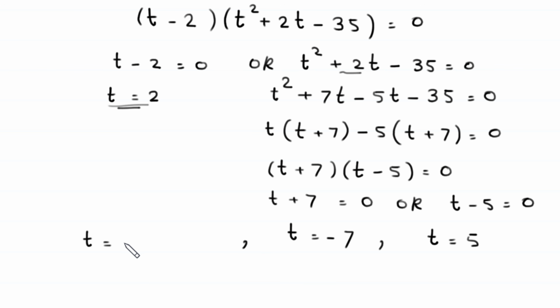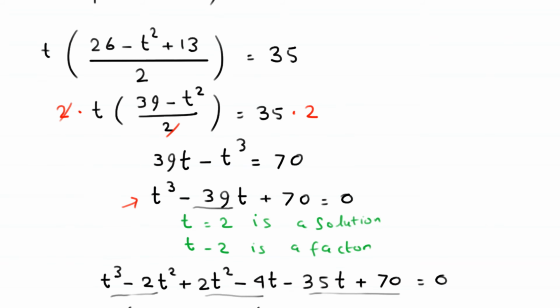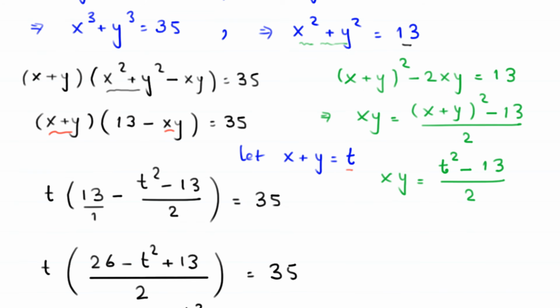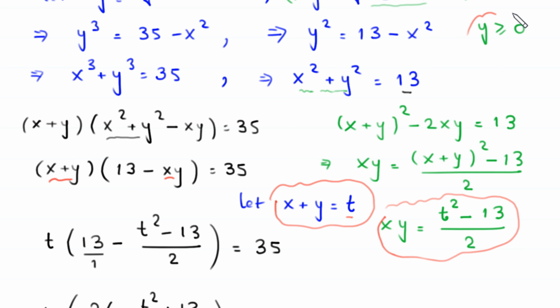Now recall that we have supposed that x plus y equal to t. We use this to find the value of xy. Xy is equal to t squared minus 13 over 2, and remember that y must be greater than or equal to 0.